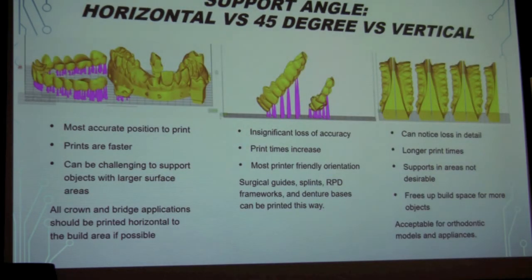Now I see a lot of people where they want to support all of their objects, which is fine. But support angle does play a huge factor in the quality of the models you're going to get out. So horizontal versus 45 versus vertical. The most accurate way to print anything on a 3D printer is going to be putting it in a horizontal plane to the build plate.